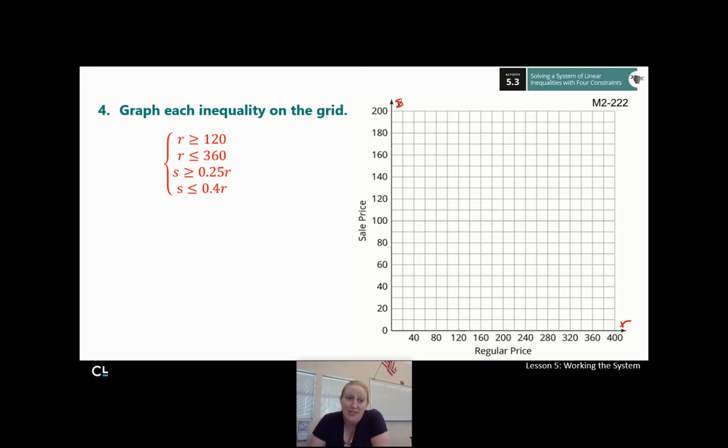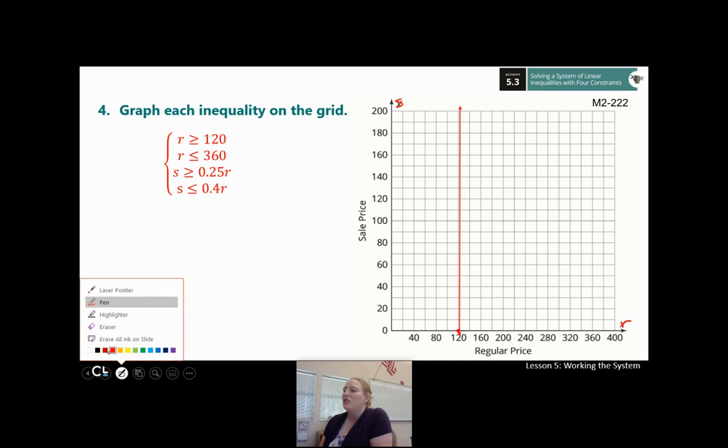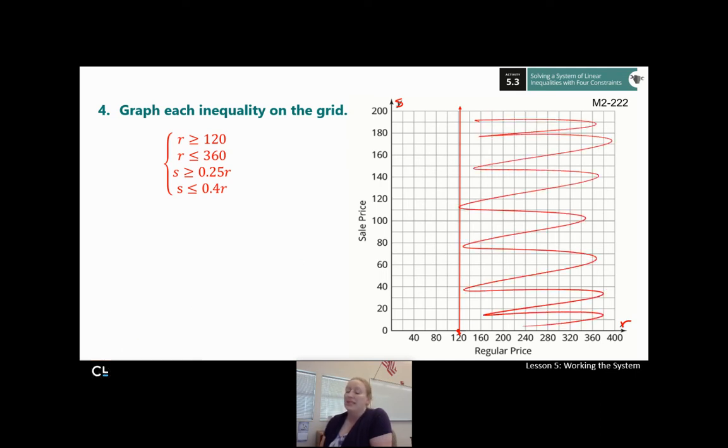All right, let's graph each of these things, and it's going to be a lot of graphing. So R is greater than or equal to 120. So 120 on the R-axis, there it is. We're going to put a little dot there, and of course, that means it's just a straight up and down line because I don't have any other variables. And of course, it does say greater than or equal to. Equal to means it's a solid line. Greater than means we're shading to the right. So we're going to shade all of that. This is not my best shading job ever, okay?